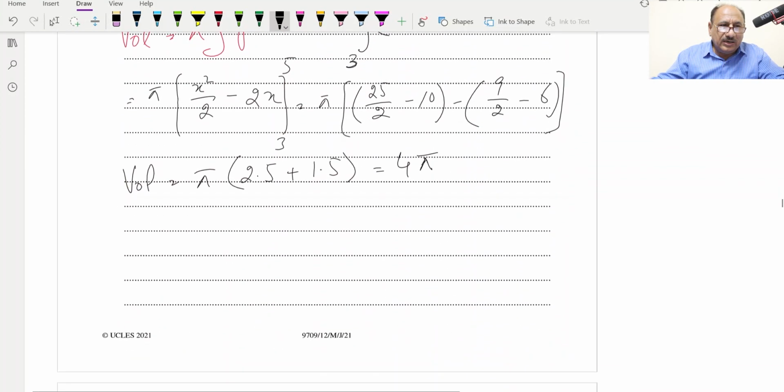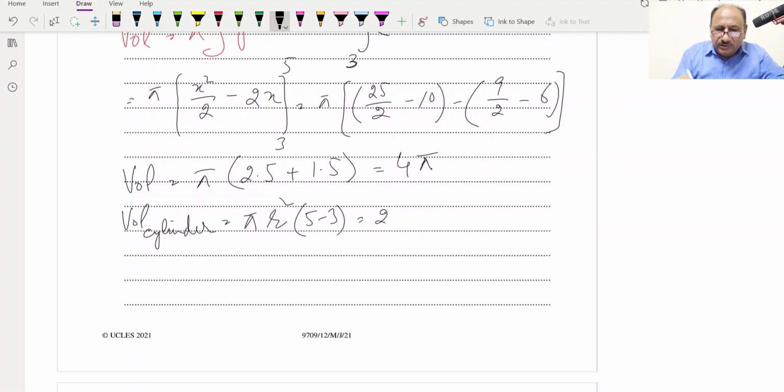So we will write here, volume of cylinder is equal to pi r squared into h. H is 5 minus 3, which is 2, so 2 pi r squared, and r is 1, so 1 squared, which is equal to 2 pi. Now if we subtract, the volume of the solid will be what?